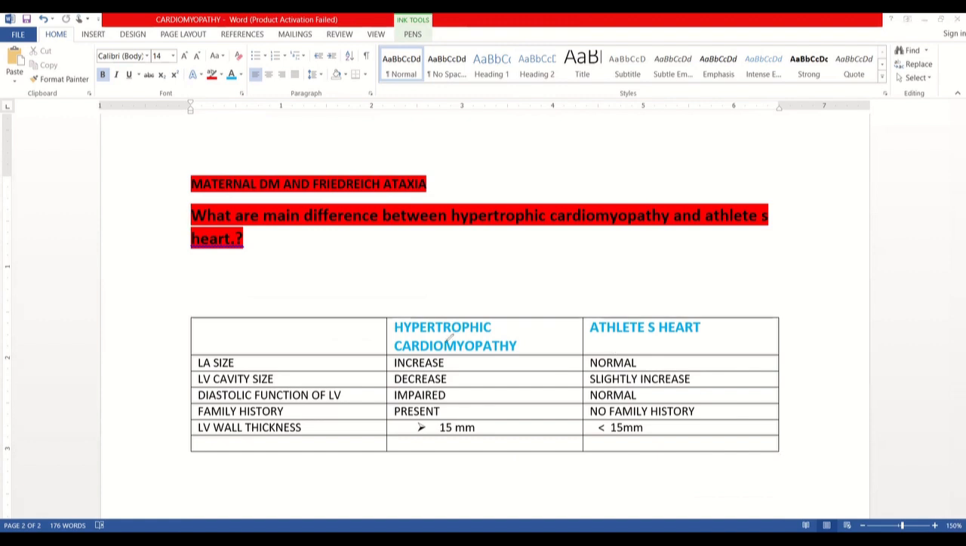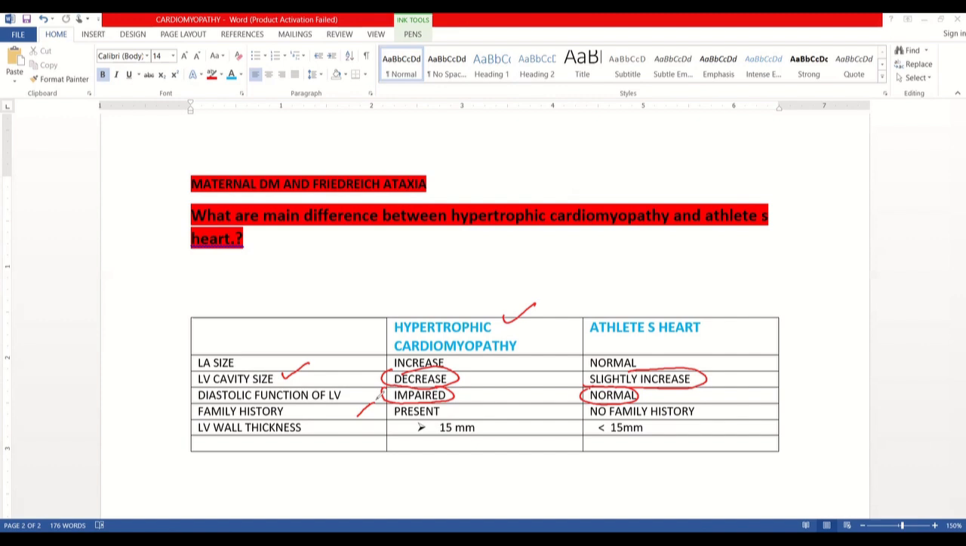In hypertrophic cardiomyopathy, left ventricle cavity size will decrease, while in the athlete's heart, the left ventricle cavity size slightly increases. Diastolic function of the left ventricle is impaired, while in athlete heart it is normal. Hypertrophic cardiomyopathy is present in families, so family history is important.